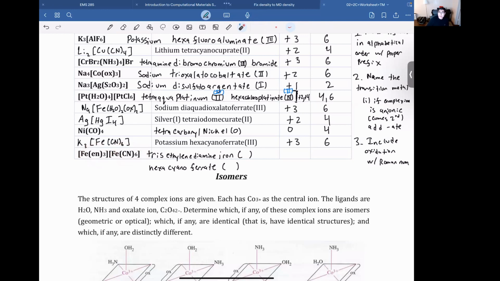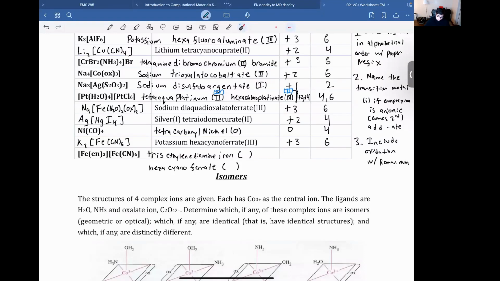The ENs, this we have 6 cyano groups, each is a -1. The EN groups are all neutral. So we have a -6 charge overall, which means that both of the irons have to cancel out the -6. Iron has typical charges of +2 and +3. Both of these are going to have to be a +3 for it to cancel out.